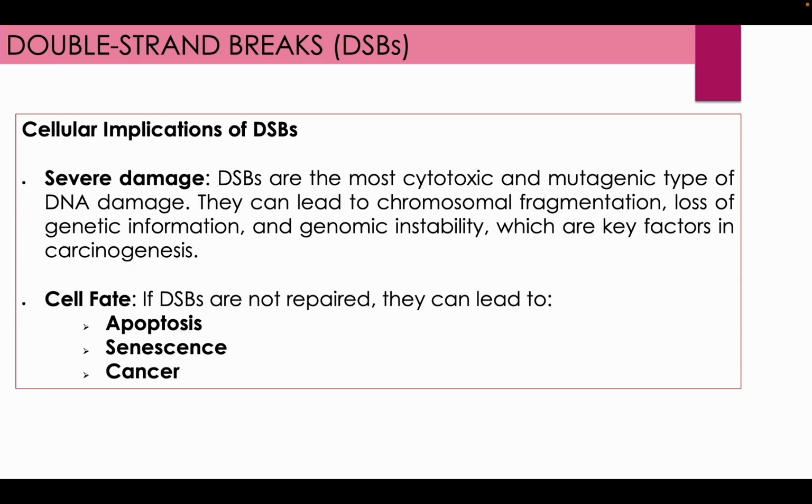Now, what are the cellular implications of the DSBs? The first one is severe damage. DSBs are the most cytotoxic and mutagenic type of DNA damage. They can lead to chromosomal fragmentation, loss of genetic information, and genomic instability, which are the key factors in carcinogenesis. And we also have the cell fate. If DSBs or double strand breaks are not repaired, they can lead to apoptosis, senescence, and also cancer.